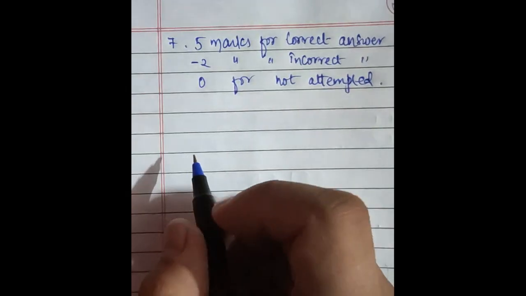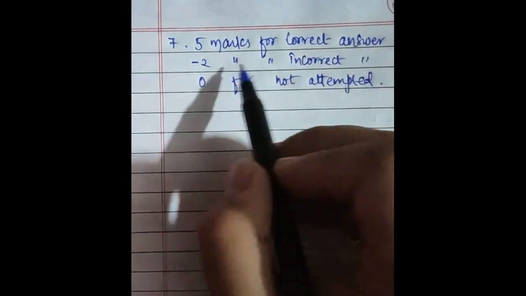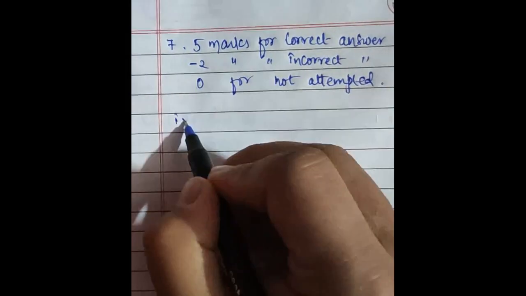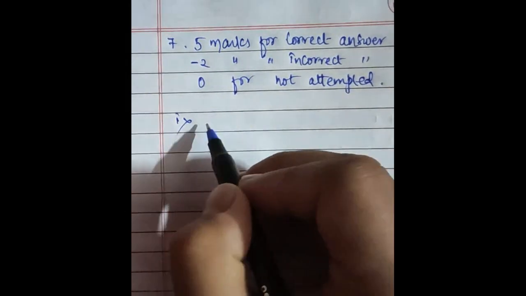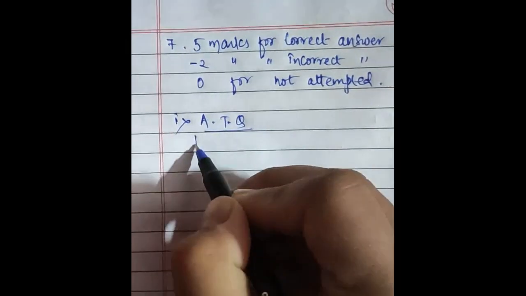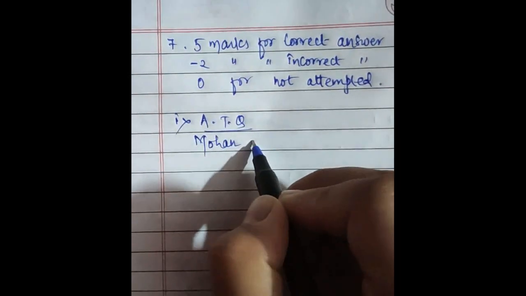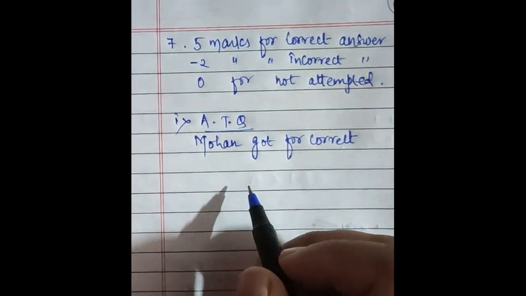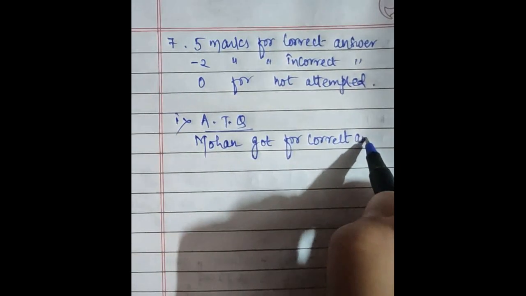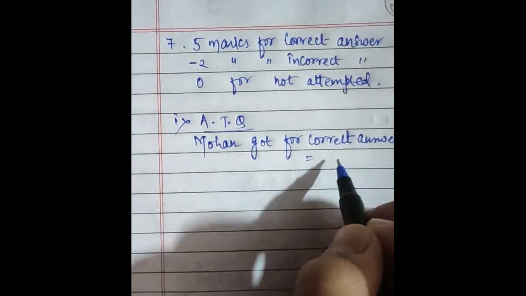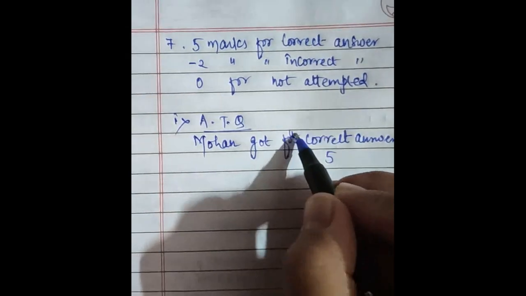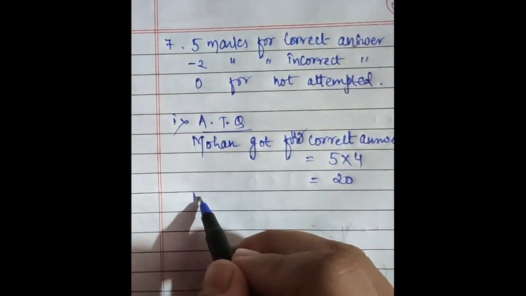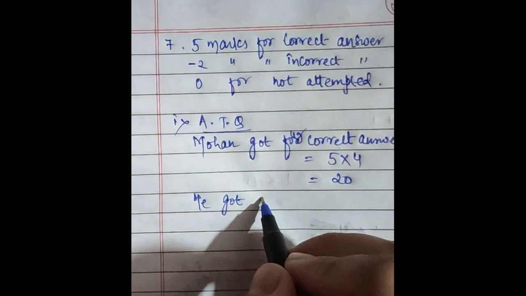Okay, so this is your overall question, right? 5 marks for a correct answer, minus 2 for incorrect and 0 for not attempting the question. So the first question was Mohan gets 4 correct answers. So according to the question, Mohan got 4 correct. 4 correct answers means how much has he scored? For correct, 5 into 4 is equal to 20.